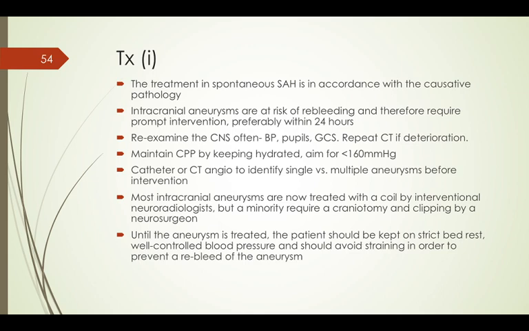And we've touched on the angiograms to have a look at the aneurysms on imaging. In terms of treatment for aneurysms, it tends to be done by coil the vast majority of the time, but some may require a craniotomy with clipping. And whilst they need surgery, make sure the patient's BP is controlled and prevent straining, which could cause a rebleed of the aneurysm.